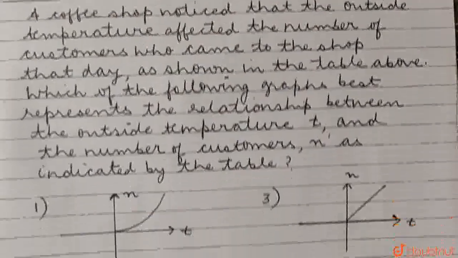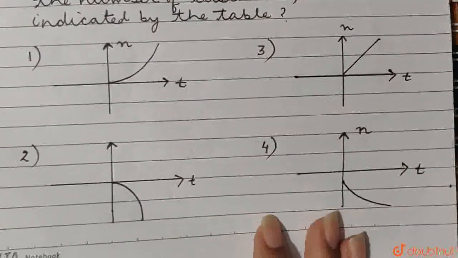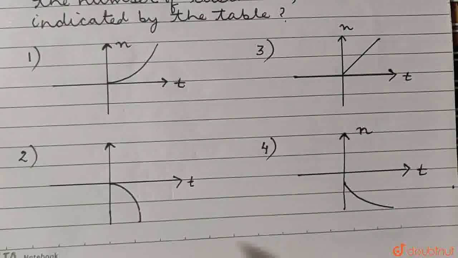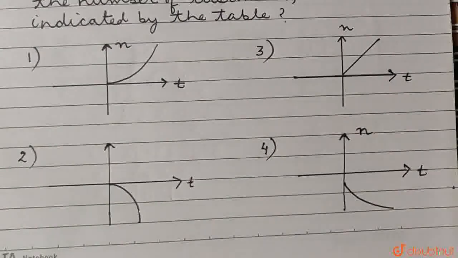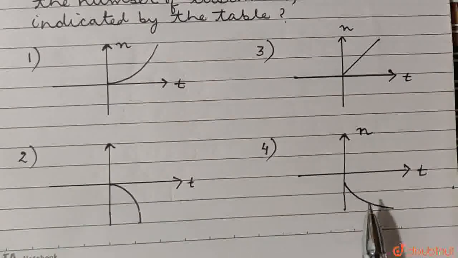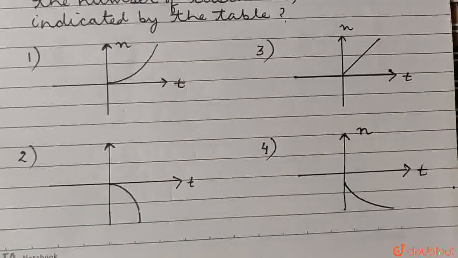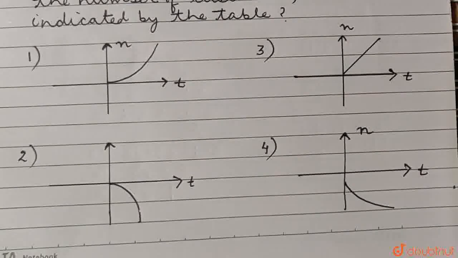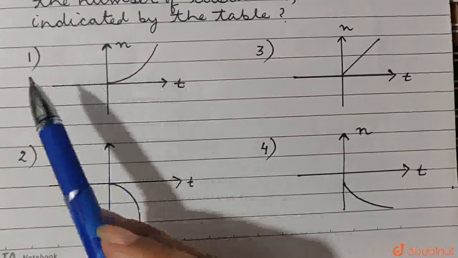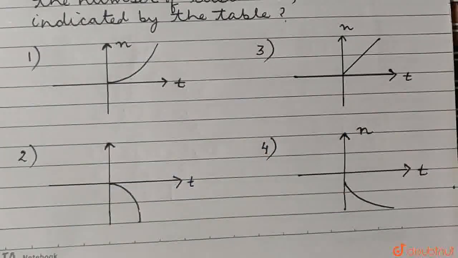So if we look at the options, we can clearly find out that option 2 and 4 can easily be rejected, since these graphs are downward or inversely proportional. So they cannot be our possible graph which can represent the relationship between the outside temperature and the number of customers. So we can eliminate 2 and 4. So now we are just left with option 1 and 3.